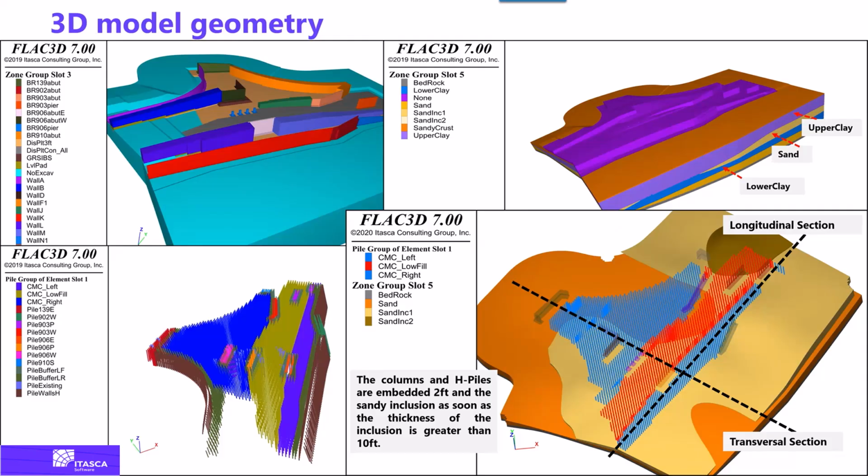Okay, 3D model geometry. This is again an overview of the 3D model. You see on the left, bottom left, those are the columns, modeled explicitly, each one. And then on the right, we have the stratigraphy and the two main longitudinal and transversal sections that we're going to see later on in the presentation.